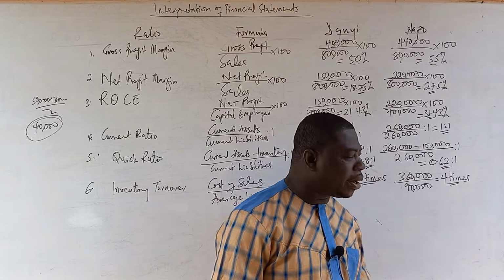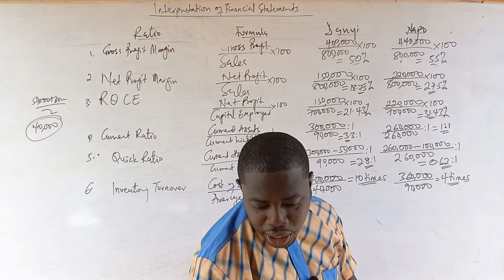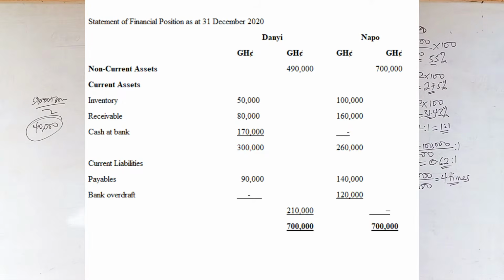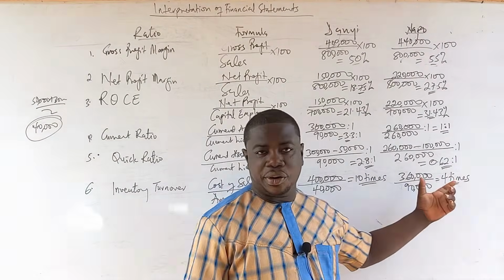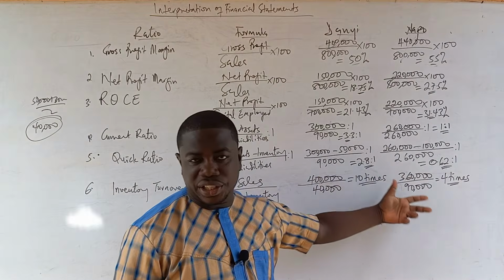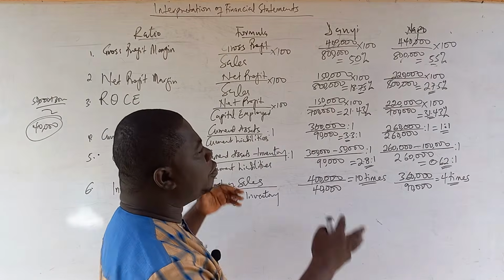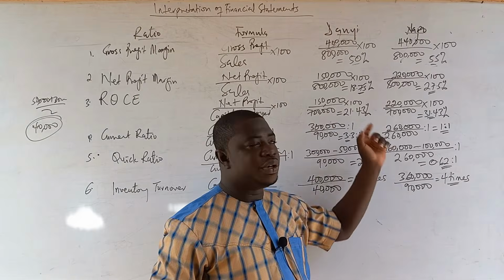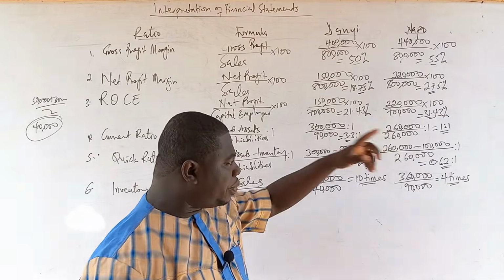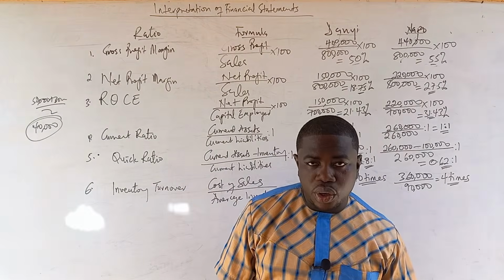Now, the second one you can talk about is that they have huge debtors. So you can look at the financial statement and you see that their debtors figure is relatively higher than that of Danyi. So you talk about the fact that they should improve on their credit control. Remember that we mentioned credit control as a problem. Now, take note that the advice has to be based on the problems you have identified. And so once you have assessed a challenge, then you give an advice on how to solve it. So they should improve on their credit control. That is also an advice for the management of Napo Limited.